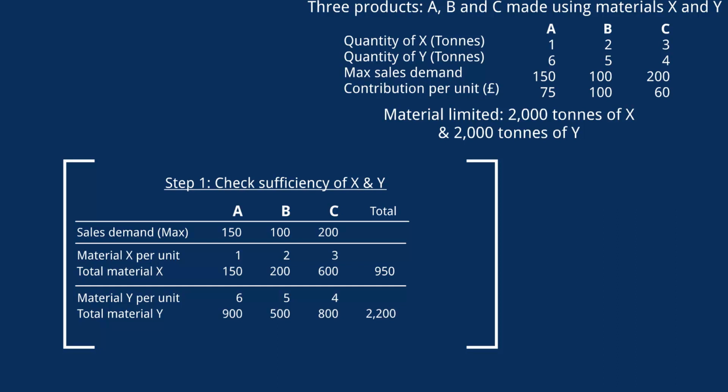So this is the limiting factor, because if we wanted to produce our maximum amount for products A, B, and C, we do not have enough of material Y.